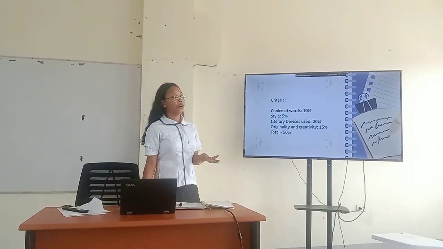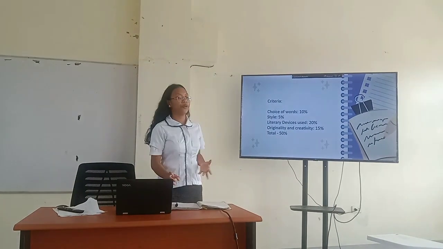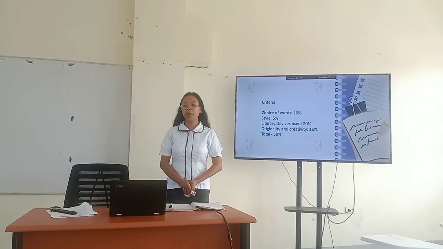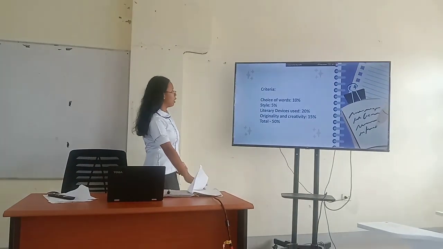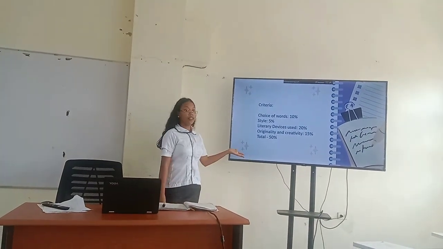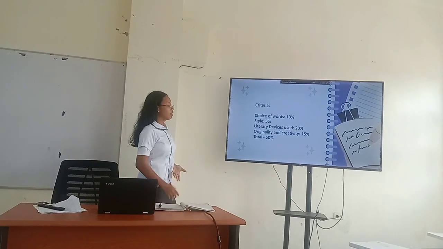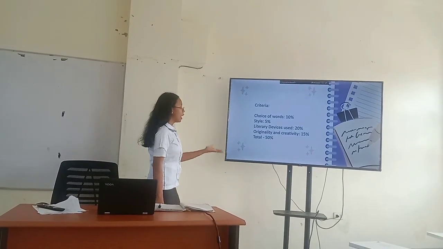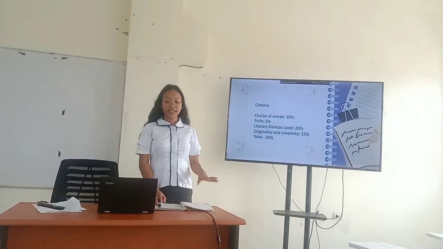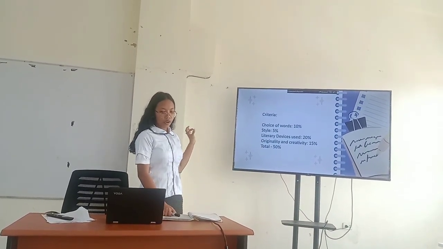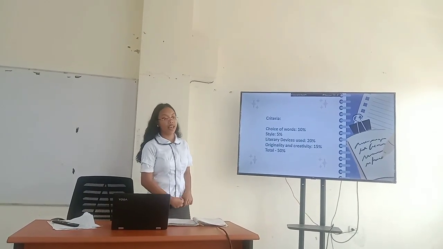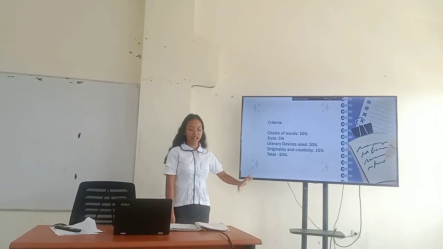Of course, we have criteria to be the basis of how your poem writing will be graded. We have the following criteria: choice of words, 10%; style, 5%; literary devices used, 20%; originality and creativity, 15%; with a total of 50%. So class, make sure that you were able to apply all these criteria in your poem so that I can grade your poem accordingly.